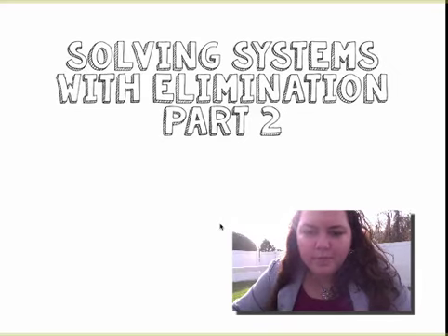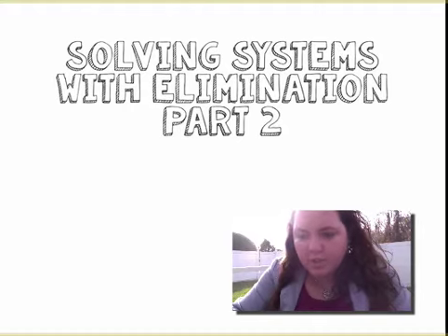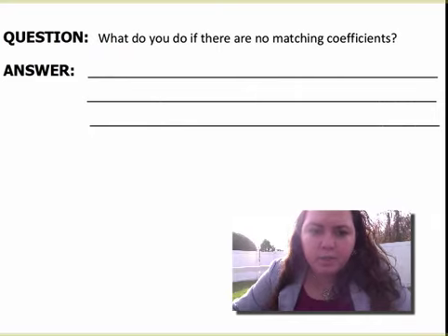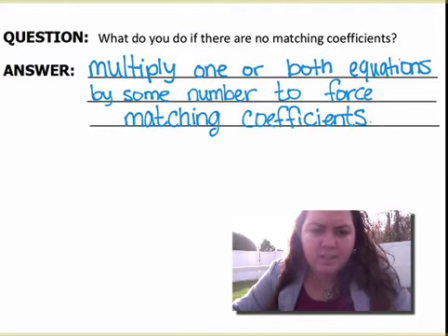Okay, this video is part 2 of solving systems of equations using elimination. And so our big question with this part is, what do I do if there are not matching coefficients? If my coefficients on the variable that I decided to get rid of aren't the same.